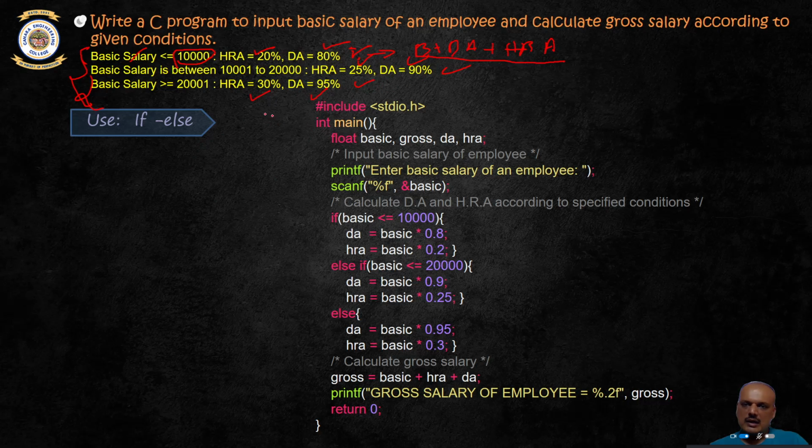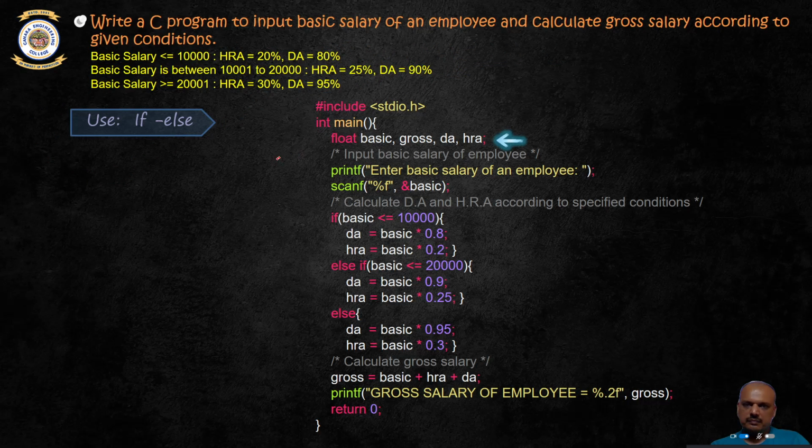So which is the control statement that gives you this kind of leverage? Mind you, it's not looping, it's not iterative. Given once, it has to calculate the gross salary, and that's the end of it. So it is the if else. If the condition is true, do that, else if this condition is true, do that, else if these two are not true, then obviously it is in this category, so do that. So obviously it is the if else which comes to our rescue to accomplish this task.